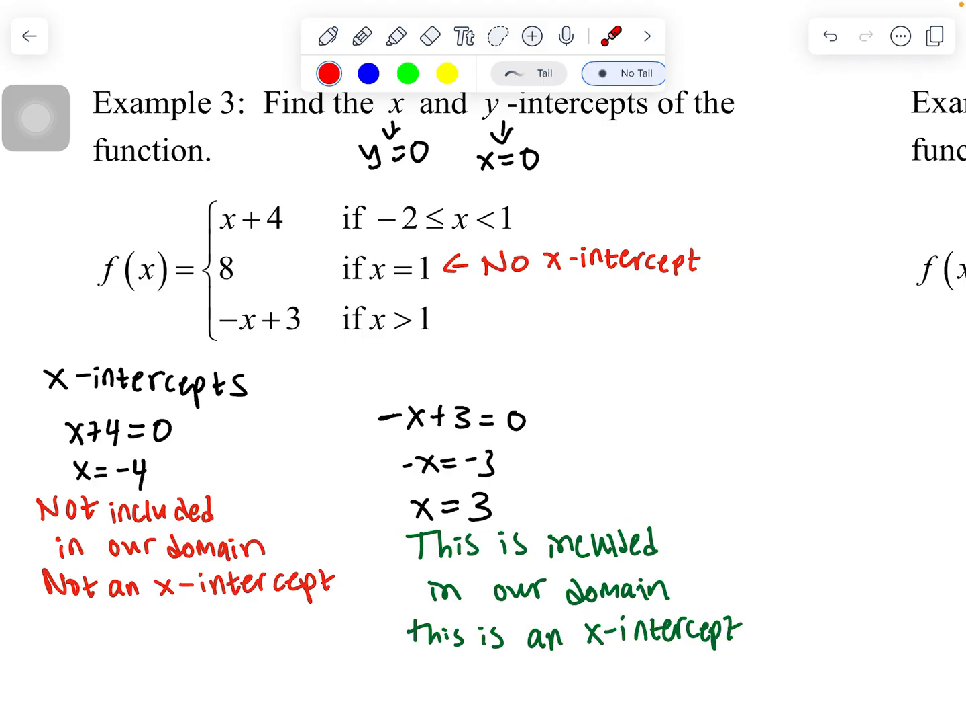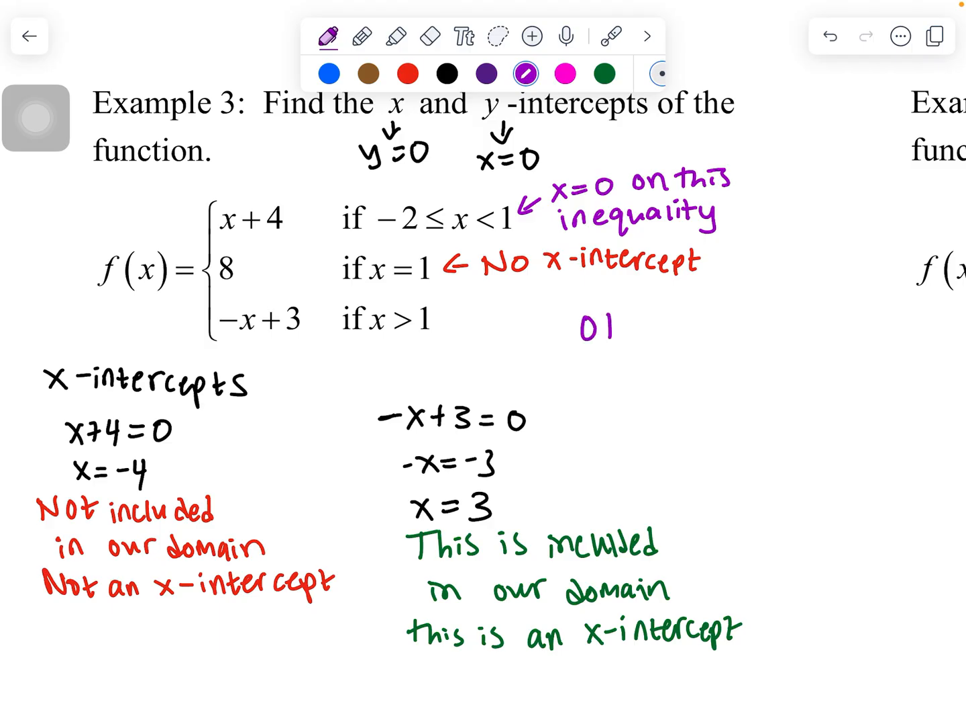Y-intercepts are pretty easy. You find where x is 0. So for a y-intercept, x equals 0 on this inequality. So our y-intercept will be on that piece. So 0 plus 4 equals 4. So our y-intercept is at (0, 4).